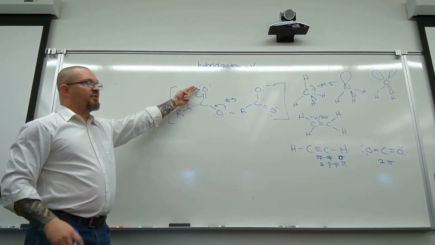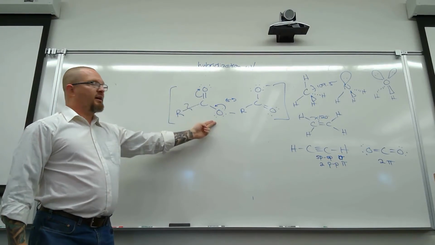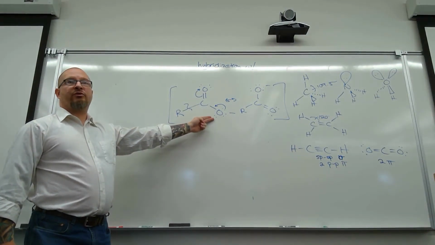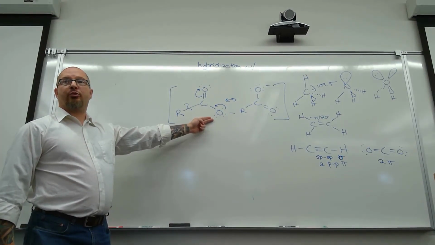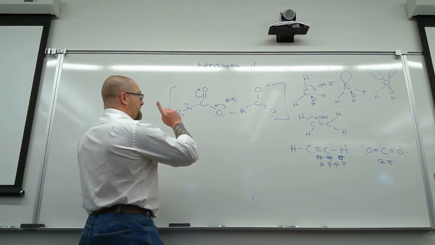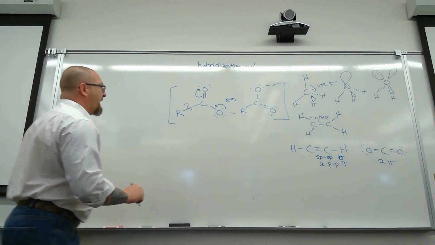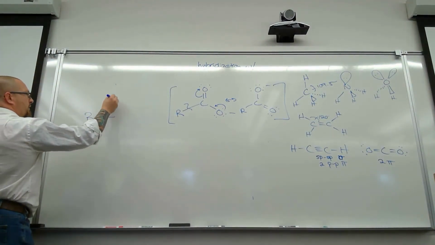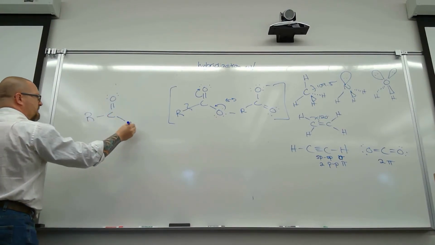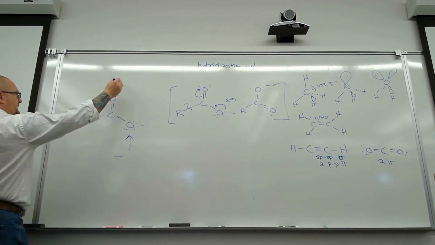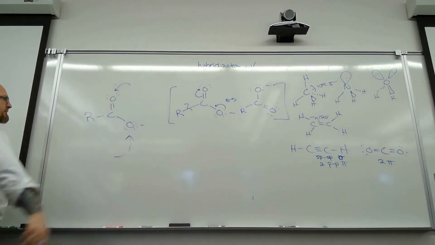This oxygen is just as capable of holding the charge as this oxygen. So we have a 50-50 distribution of resonance, of holding the electrons. Sometimes resonance structures aren't perfectly equal. This one is. If I were to ask you on an exam, what is the hybridization on that oxygen? And what's the hybridization on that oxygen?